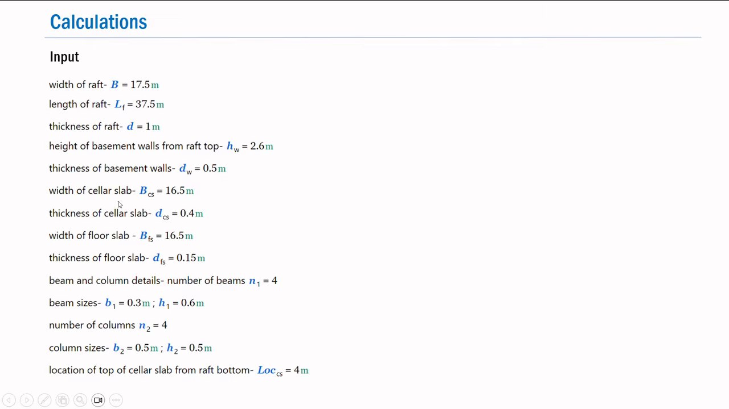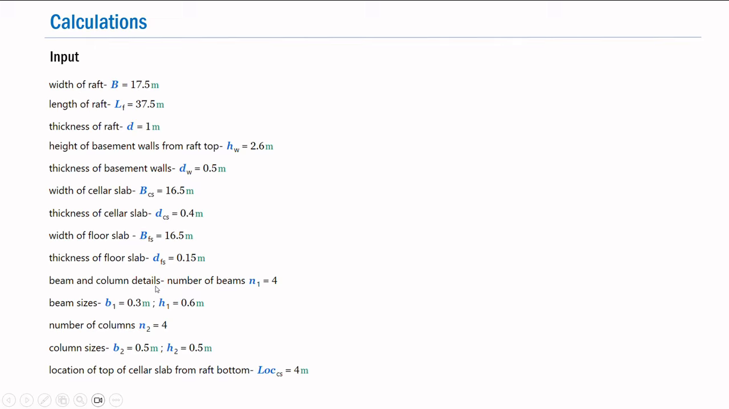The overall width of the cellar slab BCS, where the subscript CS stands for cellar slab, is taken as 16.5 meters. The thickness of the cellar slab DCS is 0.4 meters. The width of the floor slab in this case is exactly the same as the cellar slab. So we identify it as FS, floor slab, BFS as 16.5 meters. The thickness of the floor slab is taken as the same for all the stories, and that DFS is taken as 0.15 meter, which is very clear from the sketch as well.